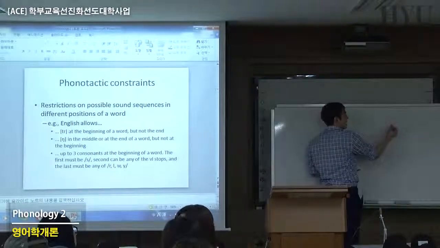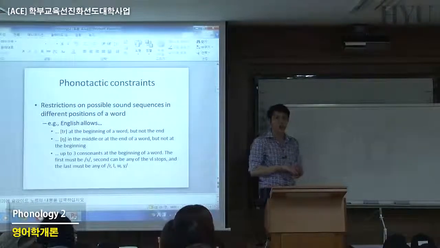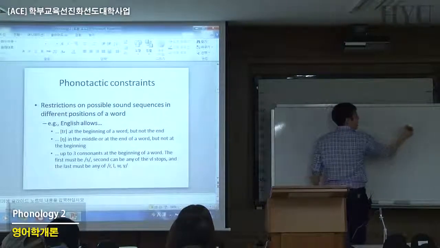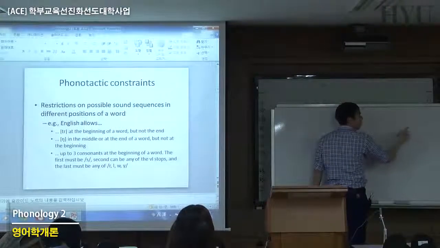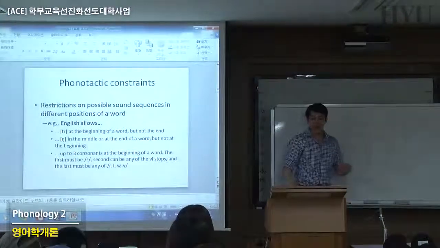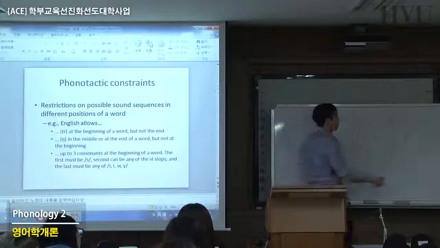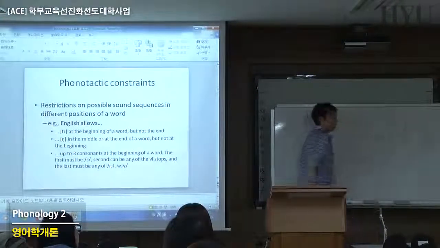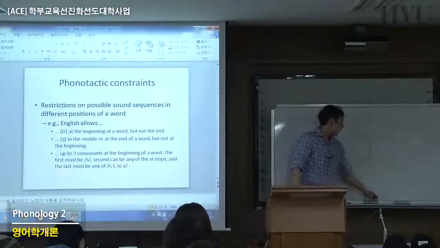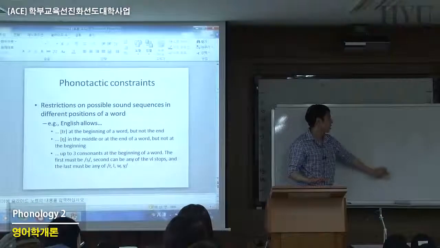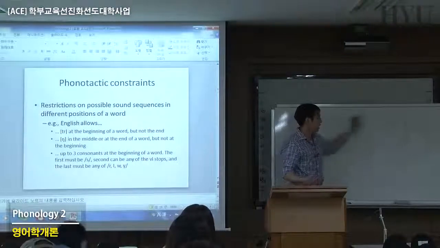The first must be an S for sure. If you have up to 3, the first must be an S. The second one, P, T, or K. And then the last one has to be one of these: R, L, W, or Y. It's not like you can have anything, but this is the constraint of English, okay?